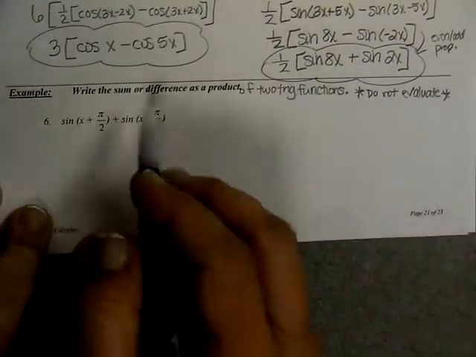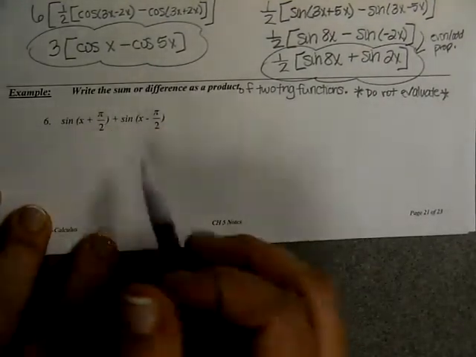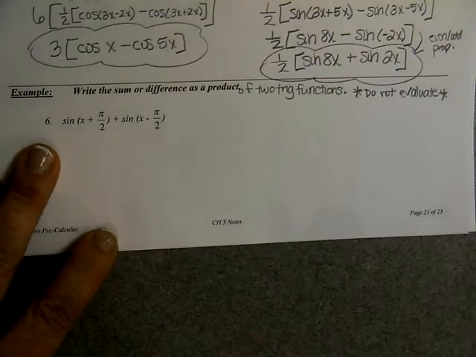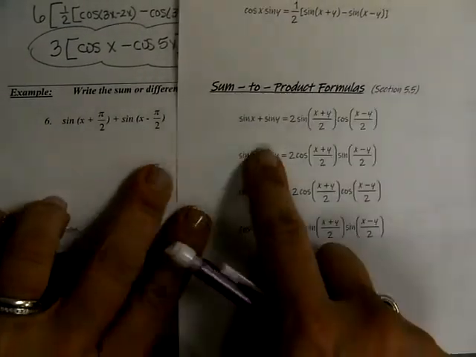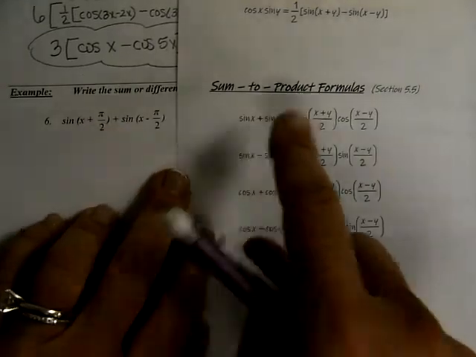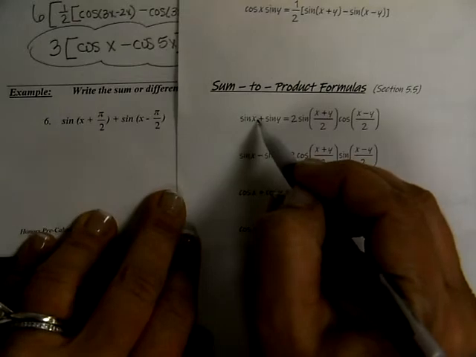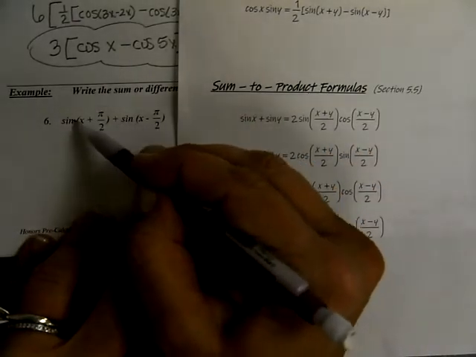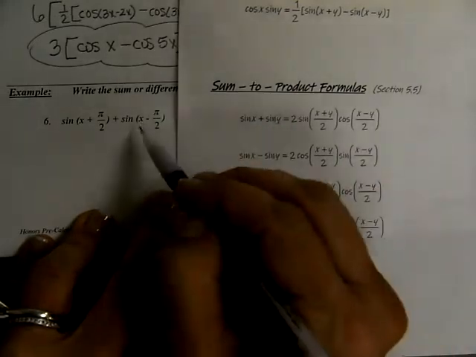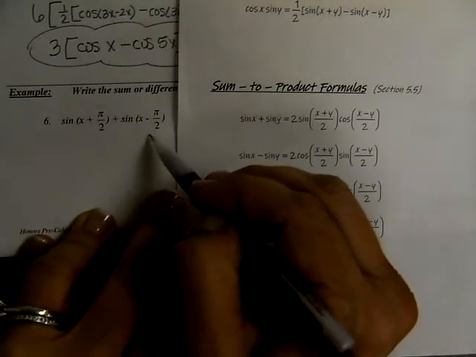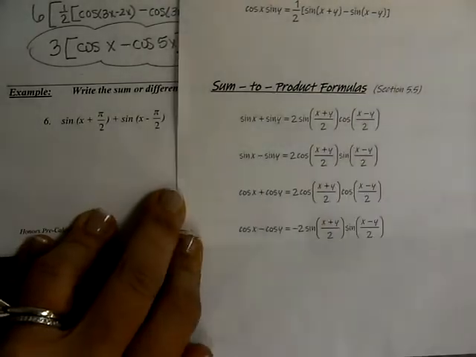Okay, so again, we're going to rewrite this sum as a product. So what we can do is we can use the sum to product rules. And notice that this matches this piece here. But notice that the x in the formula is x plus pi over 2. And the y in the formula is x minus pi over 2. So there's going to be a lot of stuff that's being added and subtracted over here when we use that formula.